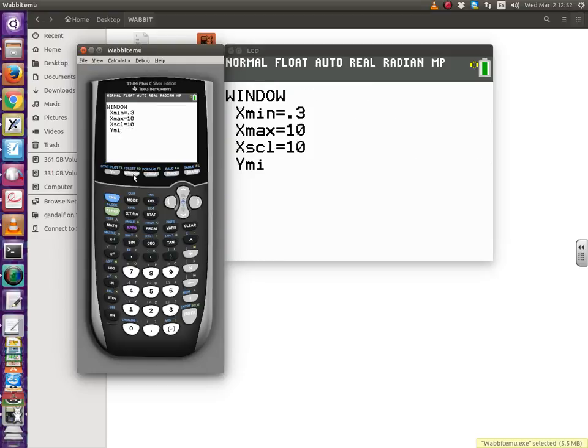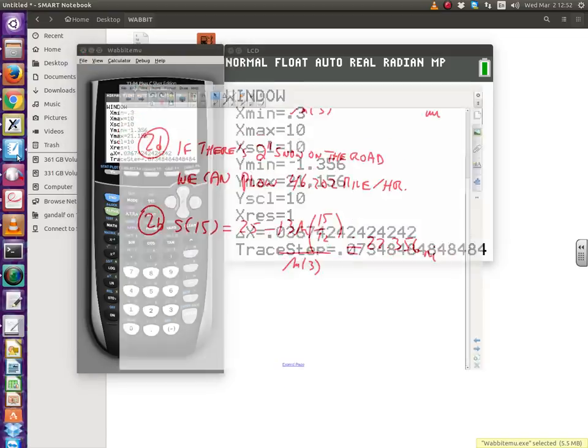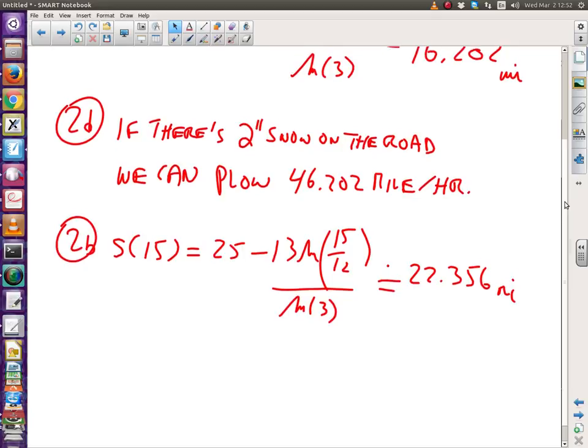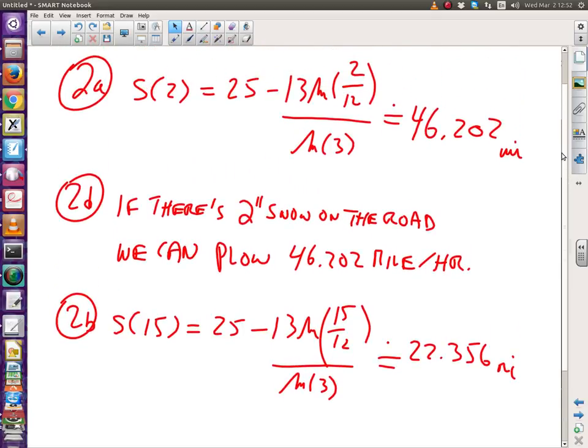Now, what's a good window? Well, remember what we just got. Let's think about this. When we plugged in 15, we got 22. So, like, x is 15 and y is 22. And when we plugged in 2, we got 46. Okay.